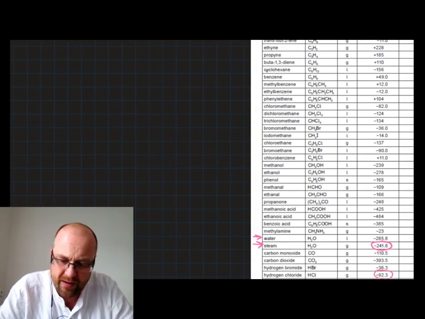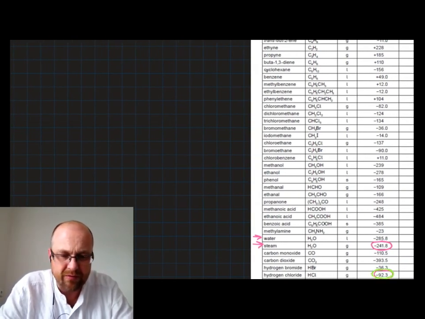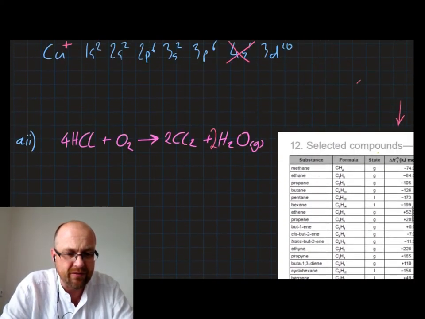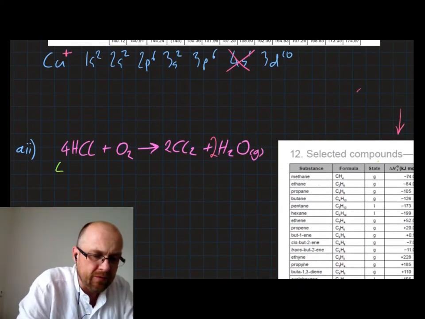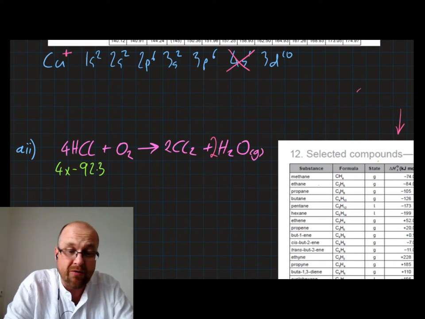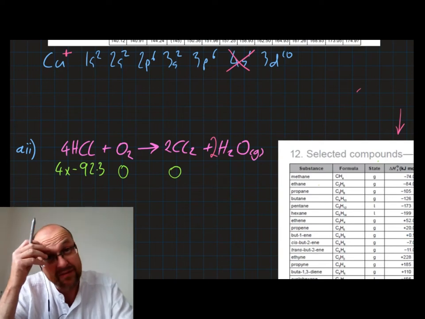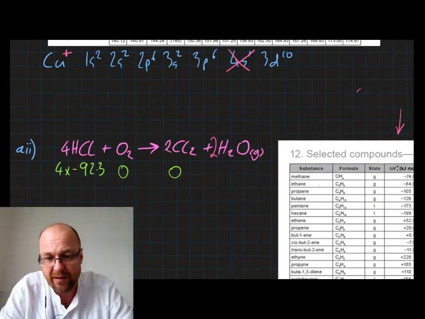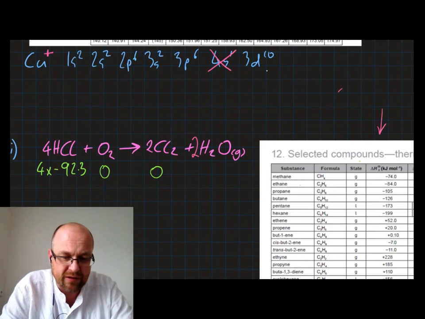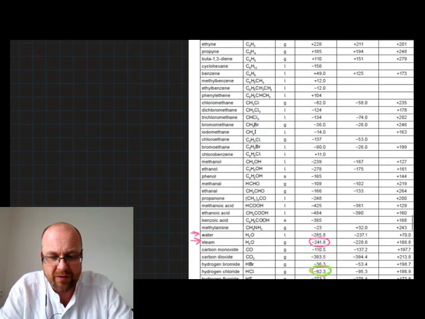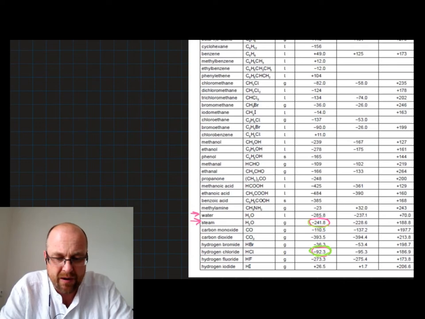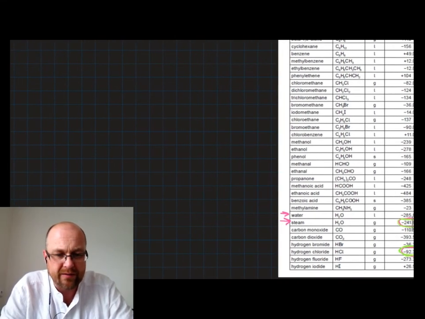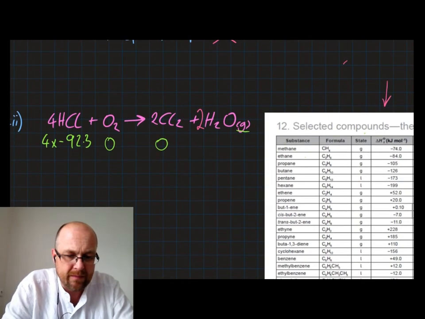The hydrogen chloride is minus 92.3. So I need 4 of those. 4 times minus 92.3. Oxygen and chlorine, both elements, are not in the table because it's 0. The standard heat of formation for any element is 0 in its standard state. And water, there's a little tricky trick there. Water appears twice. I want the gaseous one. So that's minus 241.8. 2 times minus 241.8.